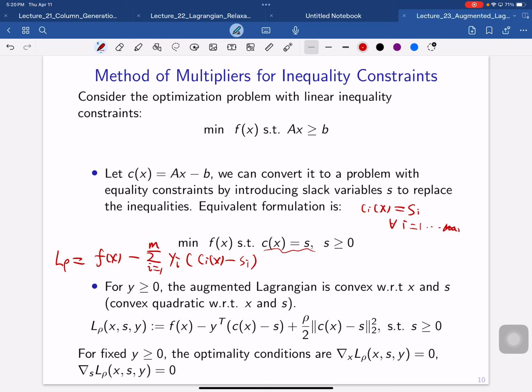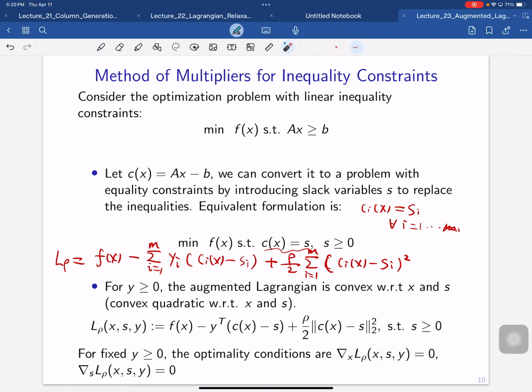Okay, then let's take a look at this norm. That will be rho over 2. Since we are doing this for each constraint, that will be sum over i from 1 to m of ci of x minus si, squared. Right? That's the definition of the 2-norm.